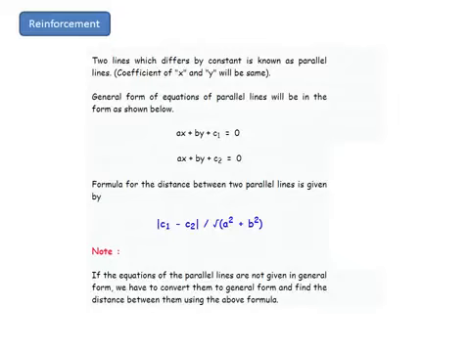By using the distance formula between parallel lines, which is already defined in the previous lecture. Two lines which differ by a constant are known as parallel lines. Coefficients of x and y will be the same. General form of equations of parallel lines will be in the form as shown below: ax plus by plus c1 equals 0, ax plus by plus c2 equals 0. The formula for the distance between two parallel lines is given by mod c1 minus c2 divided by square root a square plus b square. Note that if the equations of the parallel lines are not given in general form, we have to convert them to general form and find the distance between them by using the above formula.